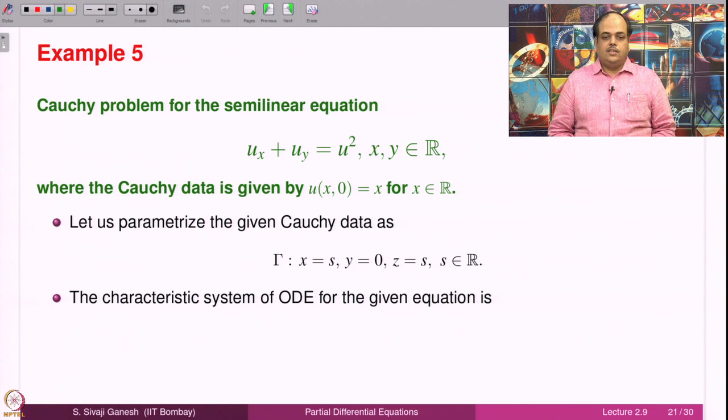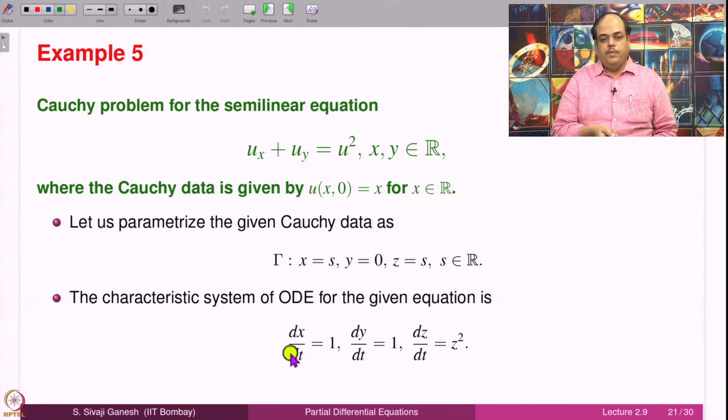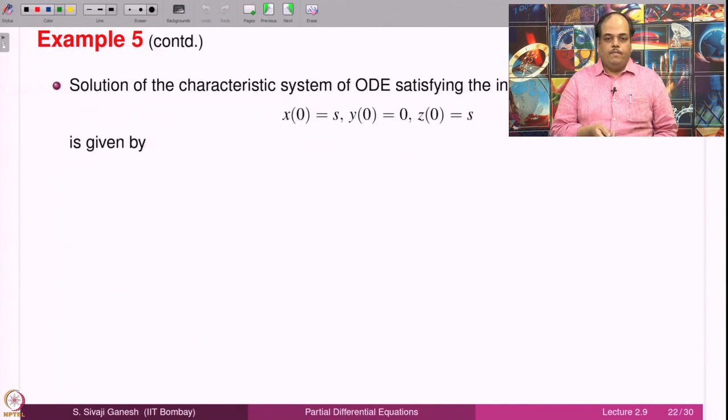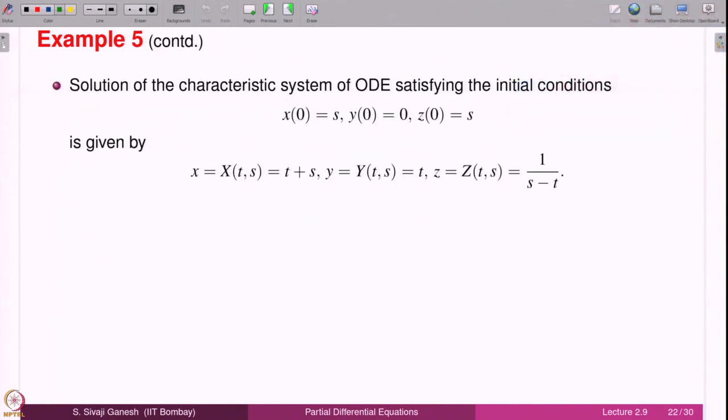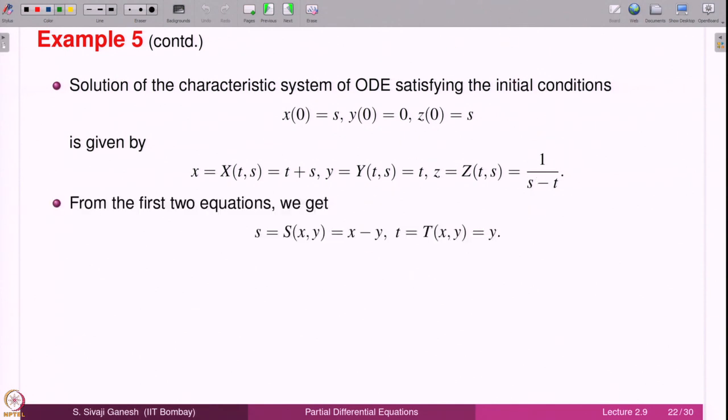The characteristic system of ODE is dx by dt equal to 1, dy by dt equal to 1, dz by dt equal to z square. Now, when we compute the base characteristics, x equal to x of t, s equal to t plus s, because it is t plus constant, it has to be t plus s. y is just t. Of course, z also can be integrated, we get 1 by s minus t.